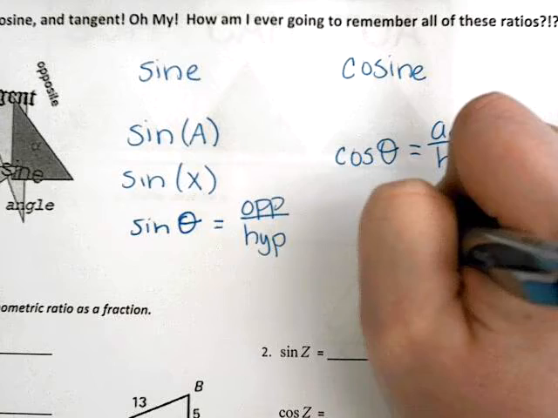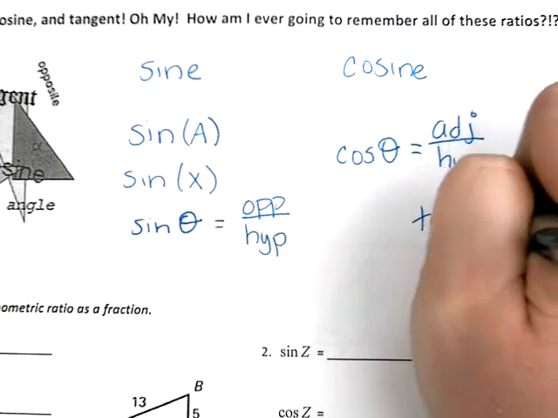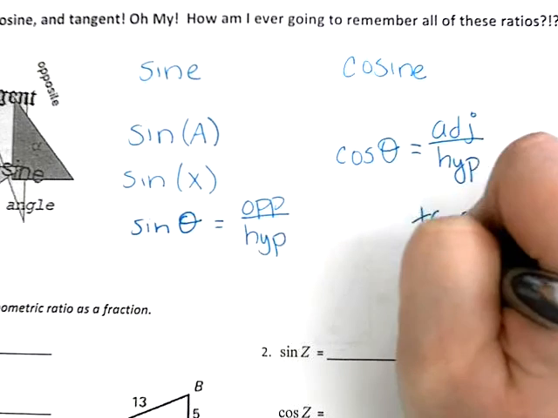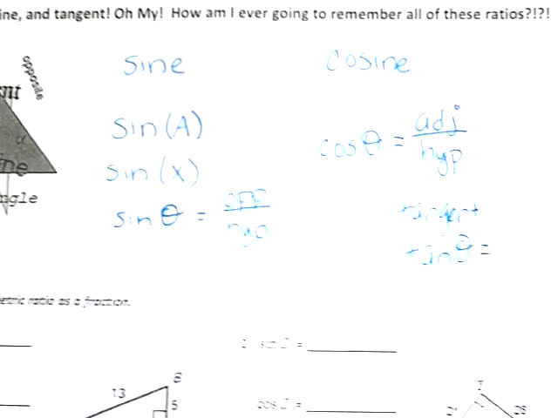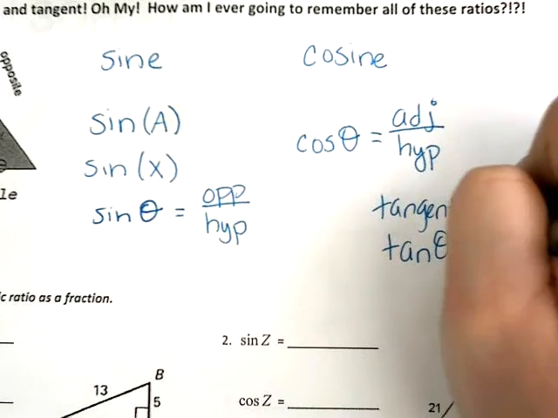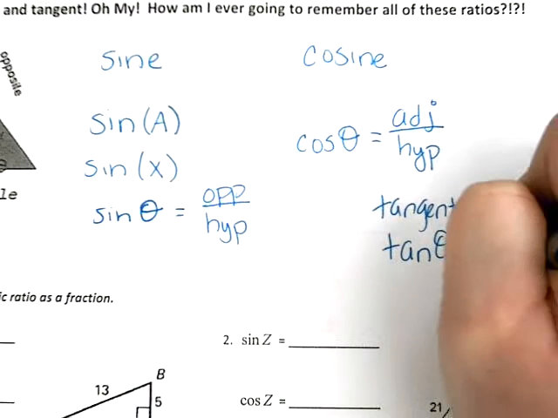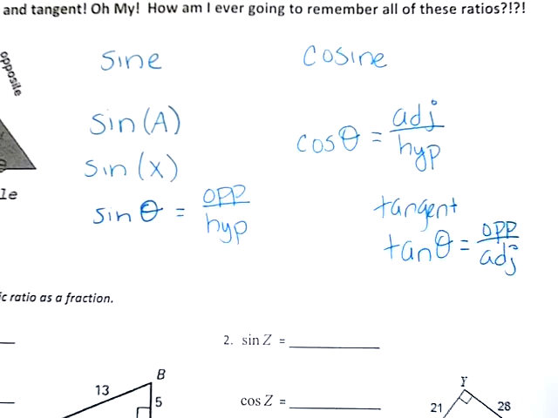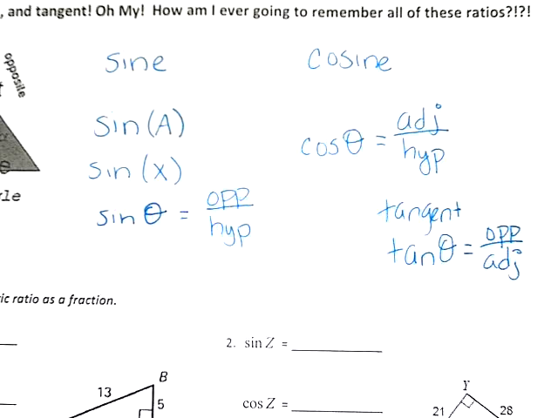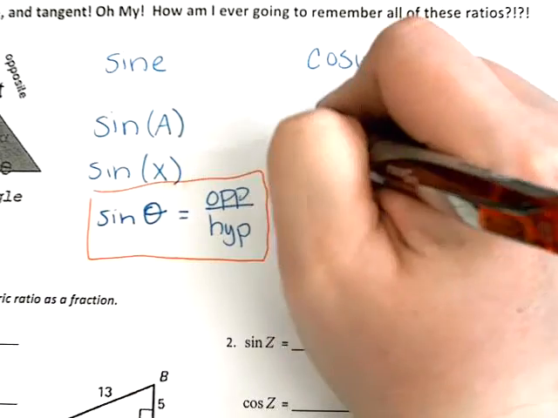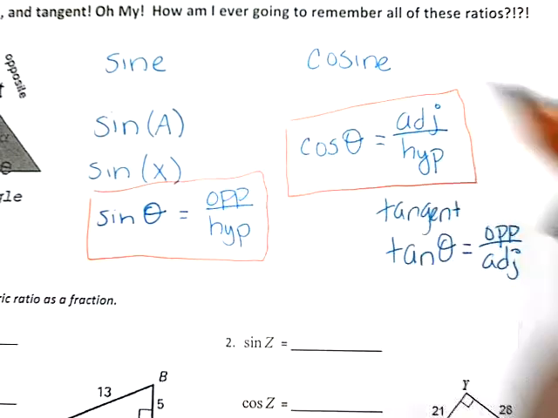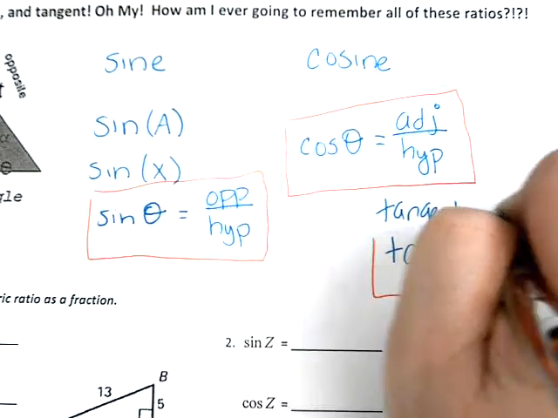And then our tangent function, we abbreviate that as TAN. So the tangent of theta, well, that's the ratio of the opposite to the adjacent. So opposite over adjacent. All right, so OPP stands for opposite, HYP stands for hypotenuse, ADJ is adjacent. I think you guys can get that. So there's our sine function, there's our cosine function, and here's our tangent function.